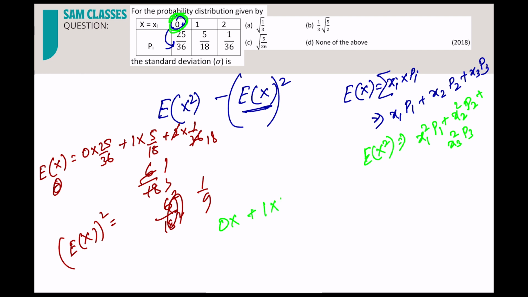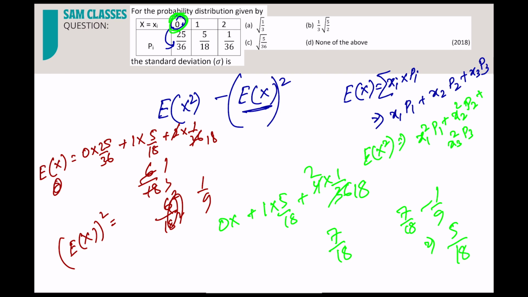1 square is 1 only, 1 into 5 by 18. And the second one will be 4 into 1 by 36. So what do you do? 2 by 18, correct? Now I didn't cut 1 by 9 because here 18 is there. So 5 plus 2, 7 by 18, correct? So we got 7 by 18. So 7 by 18 minus 1 by 9. If you solve it, you will get 5 by 18. Correct? That's it. That's the answer.